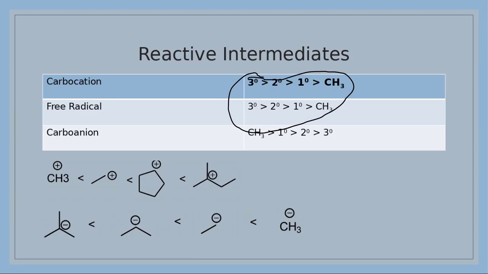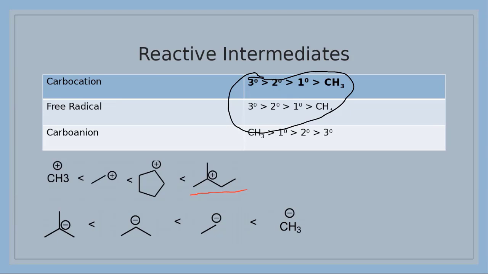Let's look at tertiary over here. This is going to be the most stable carbocation and radical because of how the methyl groups are providing electron density towards the radical. The more methyl groups you have, the more electron density, and the more stable the carbocation and free radical. So for those two, the order goes CH3, primary, secondary, and tertiary.